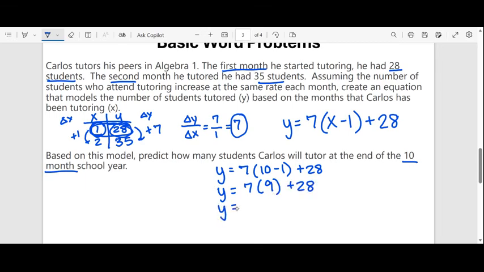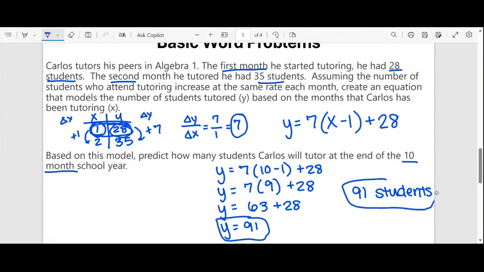Next, we'll do our multiplication. We're going to do 7 times 9, which is 63. And bring down our plus 28. And 63 plus 28 is going to give me 91. So I predict that he is going to have 91 students at the end of the 10-month school year.